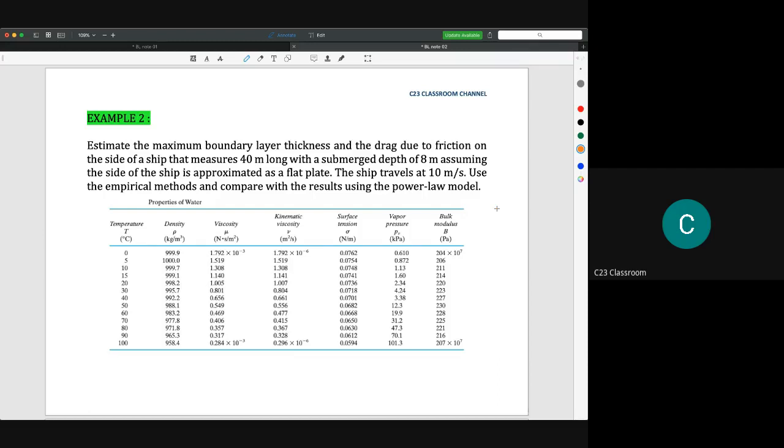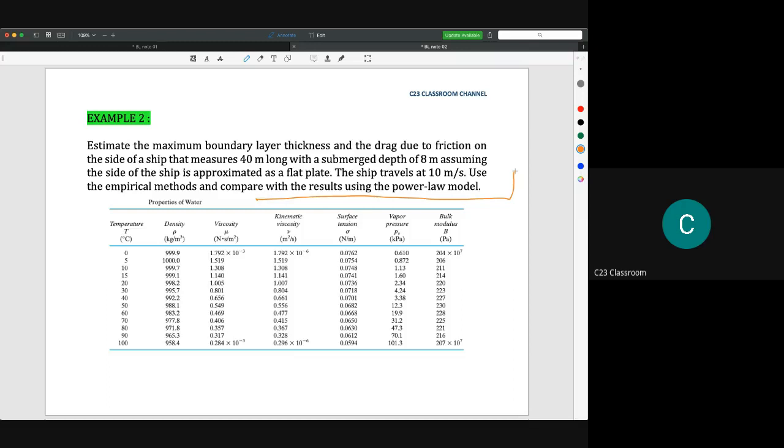Don't worry. Okay, so then for example 2. Estimate the maximum boundary layer thickness and the drag due to friction on the side of a ship that measures 40 meters long with a submerged depth of 8 meters, assuming the side of the ship is approximated as a flat plate. The ship travels at 10 meters per second. Use the empirical method and compare with the result using the power law model. This will give us a big difference in the final answer.